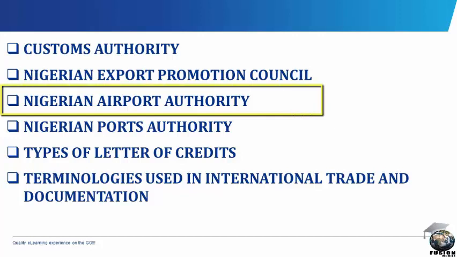Now we'll look at the Nigerian Airports Authority. Nigerian Airport Authority is a statutory body charged with the responsibility of controlling and managing the airports, as well as providing adequate airport facilities. There are local and international airports in Nigeria. For example, the Murtala Mohammed International Airport, the Aminu Kano International Airport, while Calabar Airport and Enugu Airport are examples of local airports.